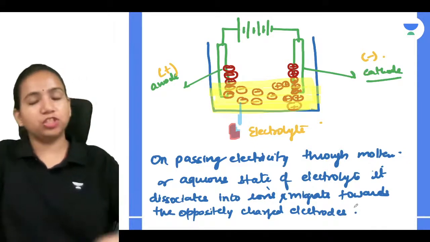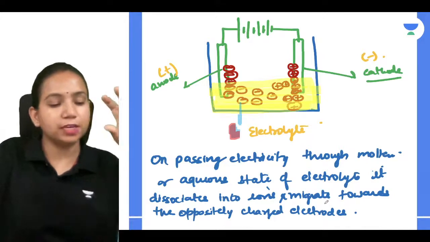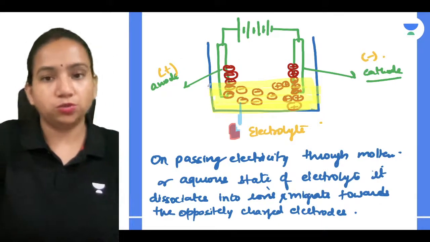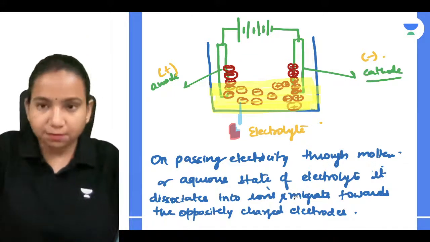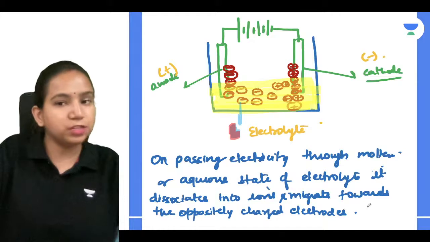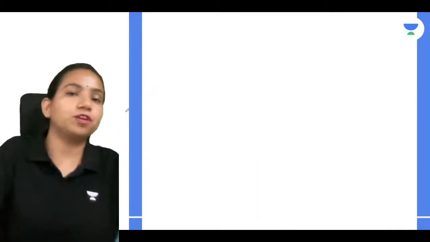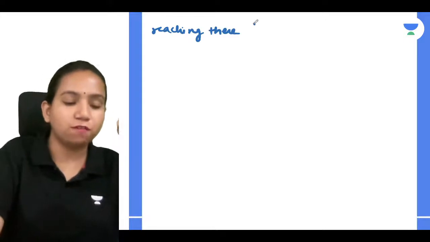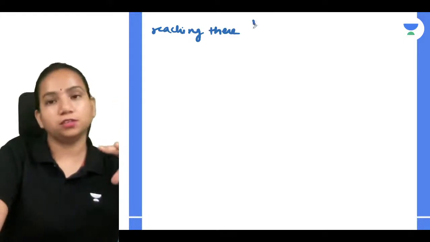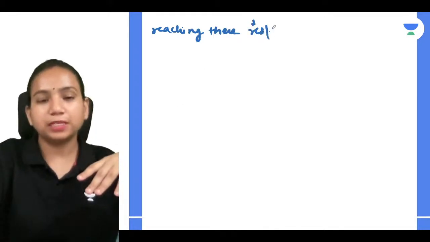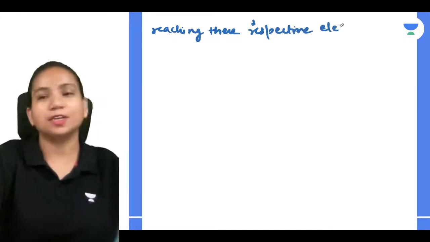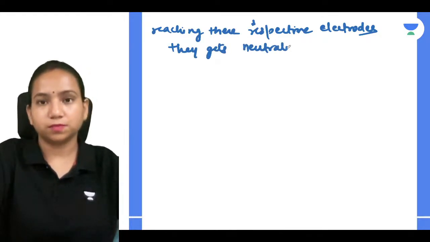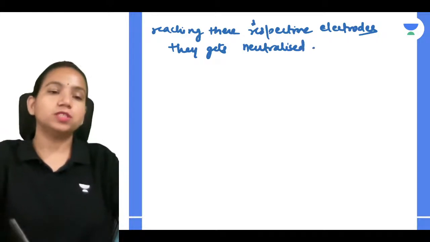When they reach the oppositely charged electrodes, after reaching their respective electrodes they get neutralized, because if a negatively charged thing goes to a positively charged thing, it is going to get neutralized. So after reaching their respective electrodes, the ions get neutralized. Very good. So this is what we have got to know.